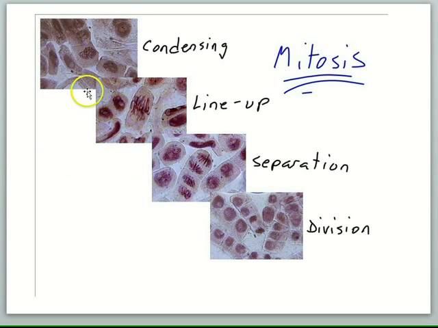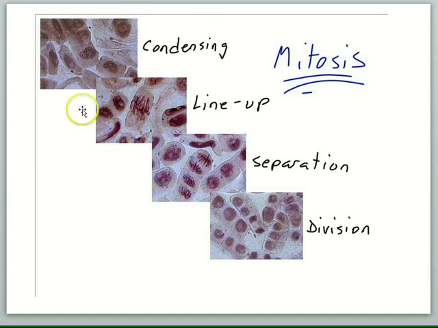So mitosis then can be summarized in these four stages. Condensing stage, the nuclear membrane breaks down, the chromosomes become visible as those stringy structures. They are condensing. The lineup stage, the duplicated chromosomes are going to line up. And then the separation stage, the duplicated chromosomes are going to separate to opposite sides of the cell. And then the division stage, the actual cell will divide into two daughter cells.